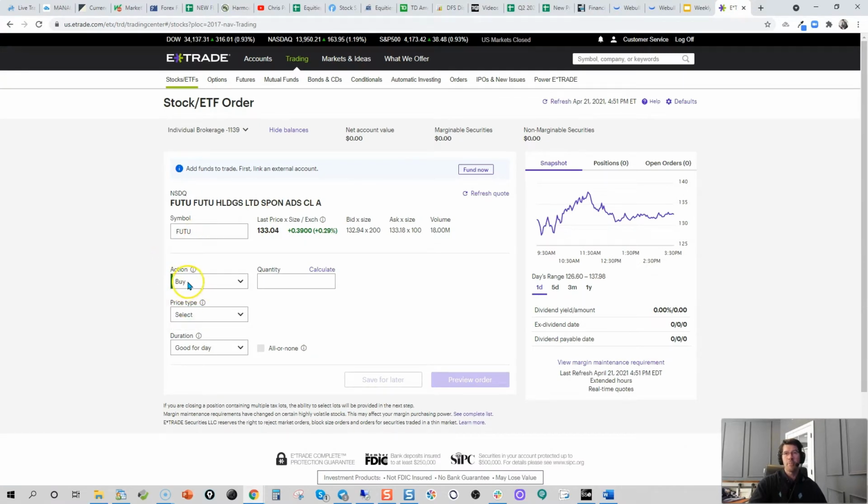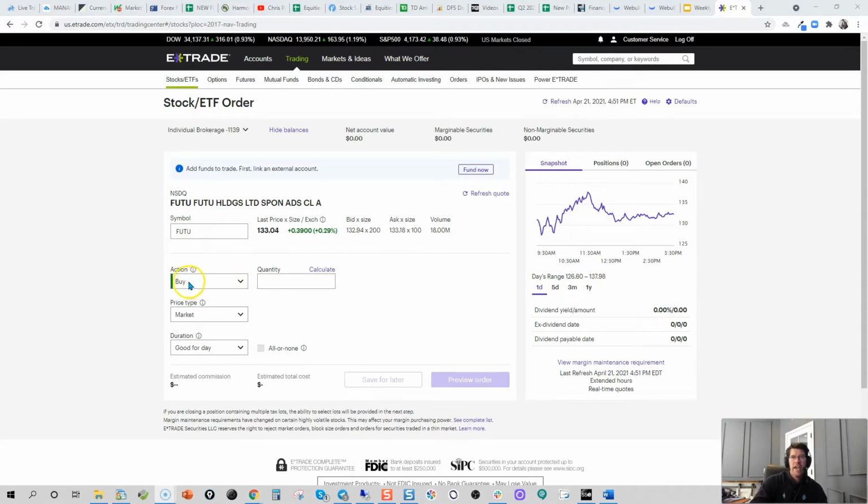Now we can either set that up at market, right? So we can buy at market by selecting the action buy. Price type is market and good for day, and you could issue the amount of shares. So if you want to trade 10 shares, 100 shares, you can place the trade, preview order, and go ahead and confirm that trade.